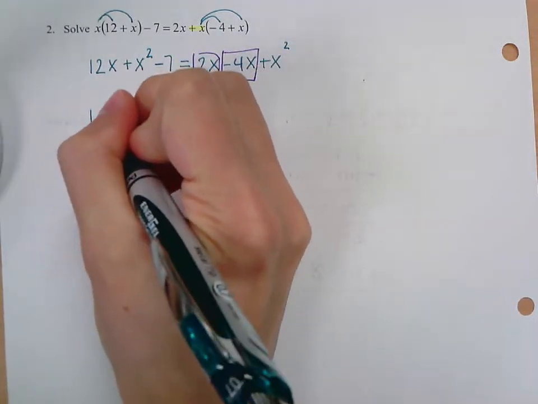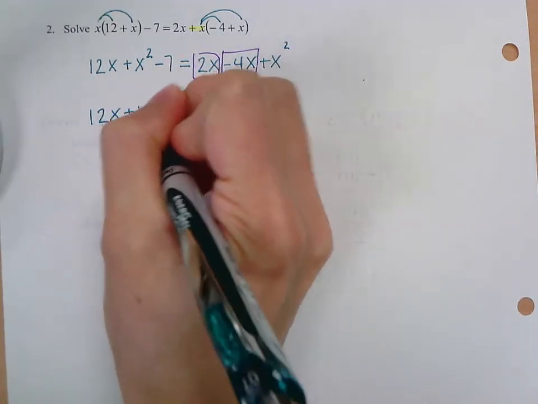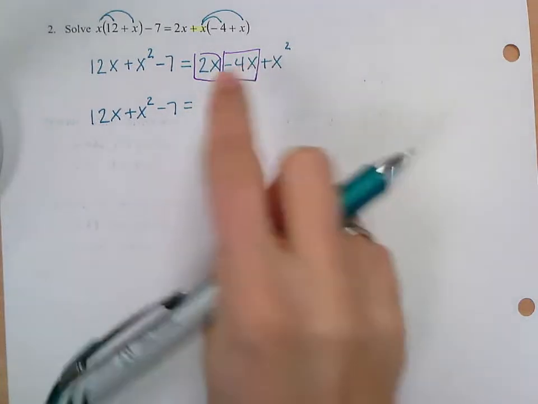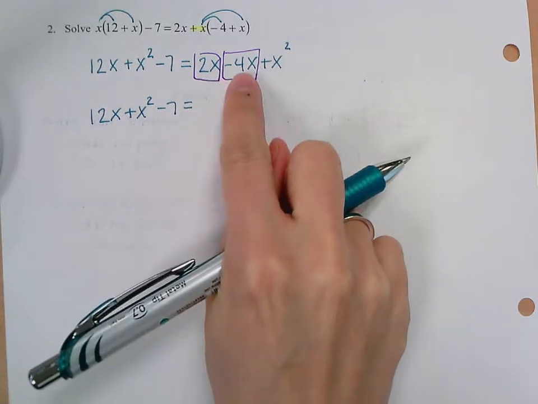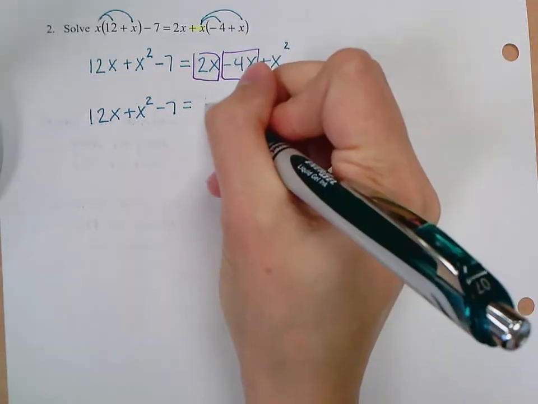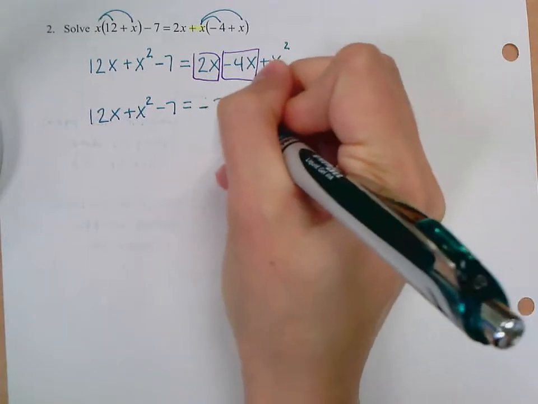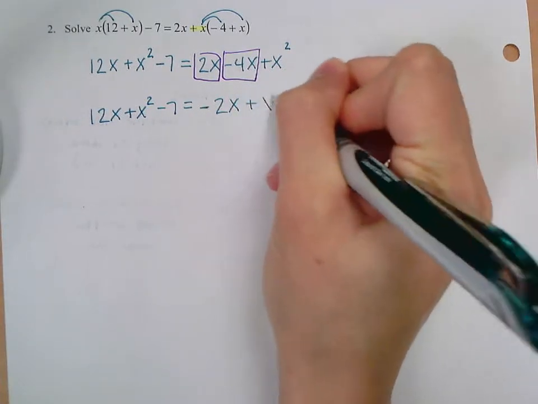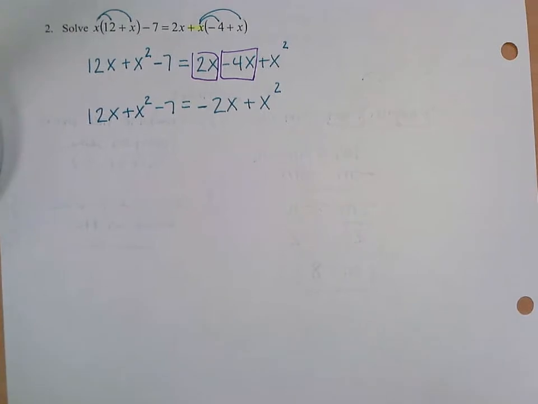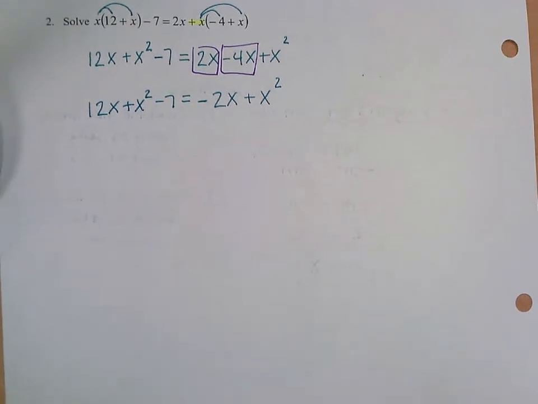So I'm going to rewrite my left side. What do I get if I combine 2x and a negative 4x? Yep, negative 2x plus x squared. Okay, so now I've gotten all of my simplifying taken care of.